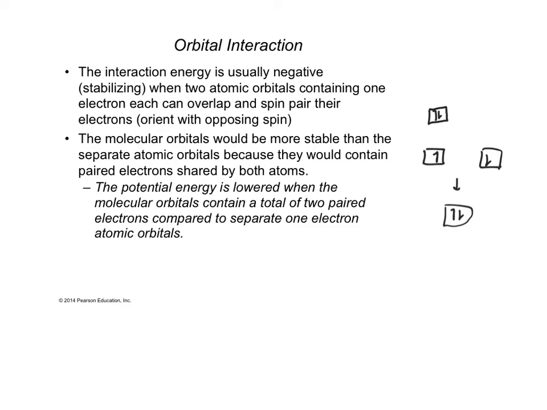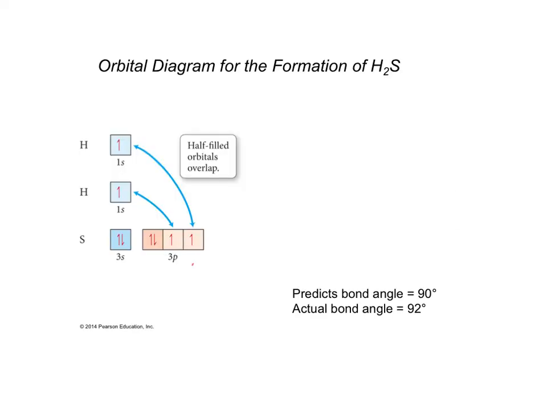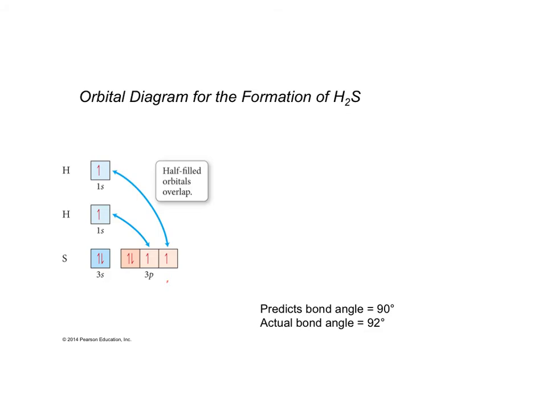Now, let's try to utilize this to explain bonding in something a little bit more complex than just hydrogen, something like H2S. Using this idea behind valence bond theory, we have these electrons in atomic orbitals, they're coming together, they're overlapping, they're spin pairing, and that's why we're getting bonds. If we think about H2S, we know that we have sulfur. Sulfur is going to be our central atom here, and it's going to be making bonds with these two hydrogens out here.